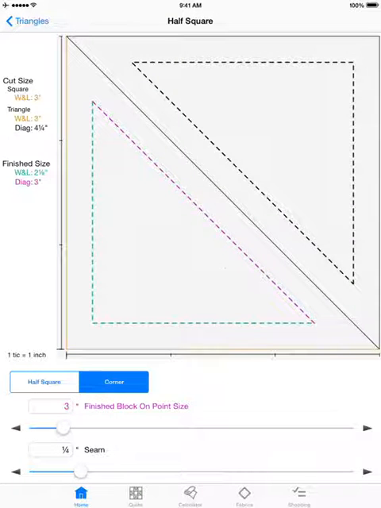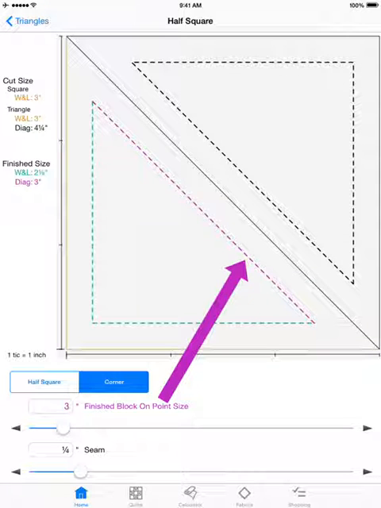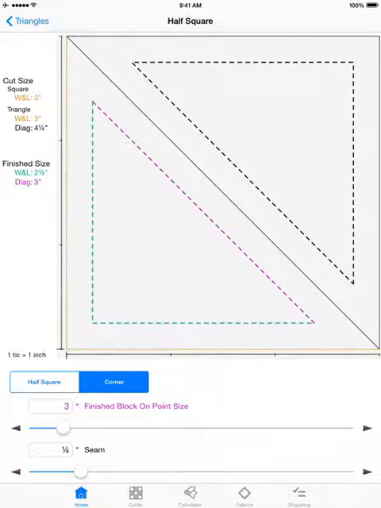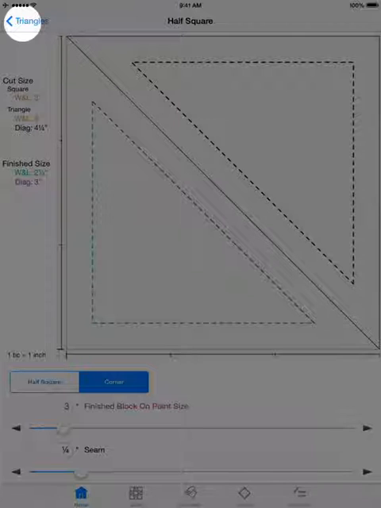On the corner triangle, what is important is the pink line because it's the diagonal that's important, and you can see that because the calculator is asking you to change the dimension for the finished block on point size, and by sliding it on the slider, you can see how your dimension is changing. So all you need to do is figure out what your finished block size is, and you can jump on over to the triangle calculator and figure out how large to cut your square to get the diagonal that you need. To go back to triangles, just tap triangles.